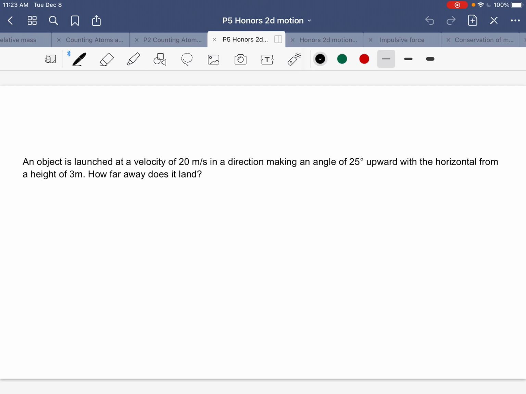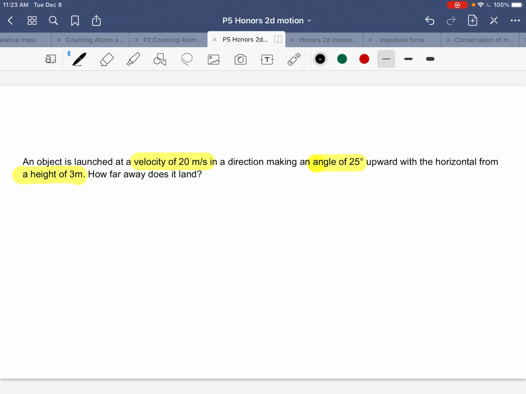All right, hey everyone. So here is an example of dealing with something launched at an angle that is not from the floor. So an object launched with a velocity of 20 meters per second in a direction making an angle of 25 degrees upward with the horizontal from a height of 3 meters. How far away does it land?